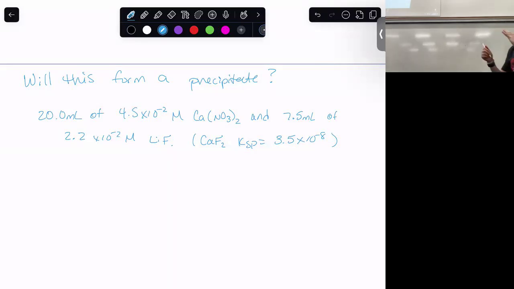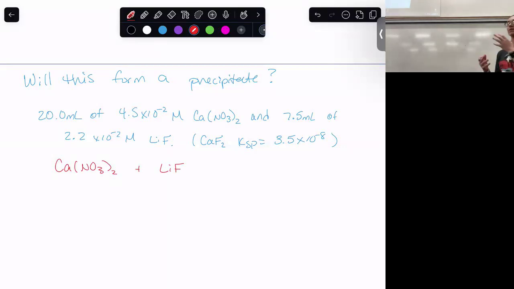So whenever you see something where they're mixed together, I want you to think of like you have two beakers and you're going to pour them into each other. Okay, so this is going to be a double displacement reaction whenever you see that word mixed. So you can set up your chemical reaction first. So you're given calcium nitrate and you're given lithium fluoride, right? You want to write out the chemistry that's happening.